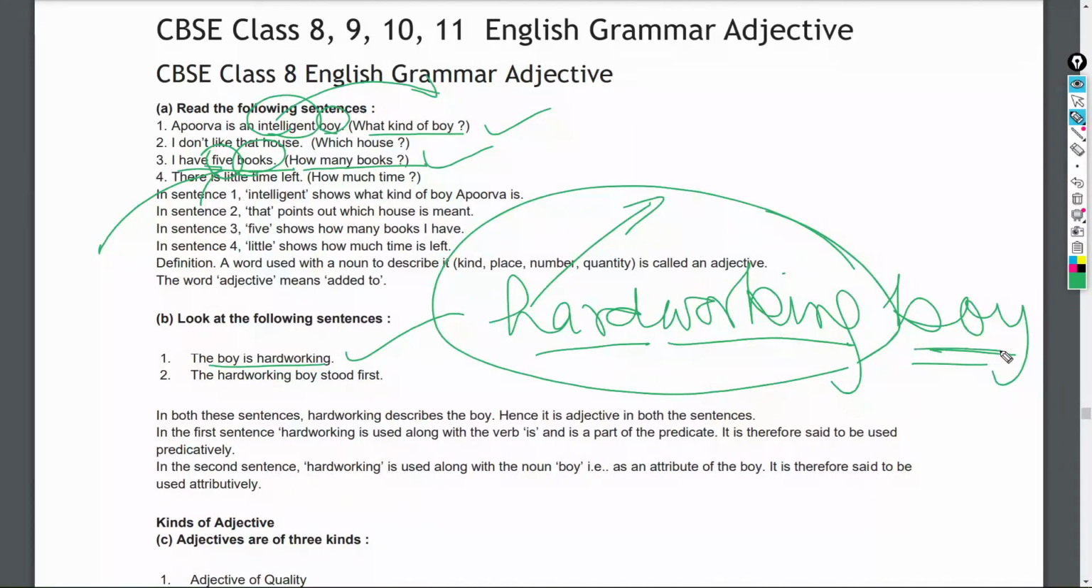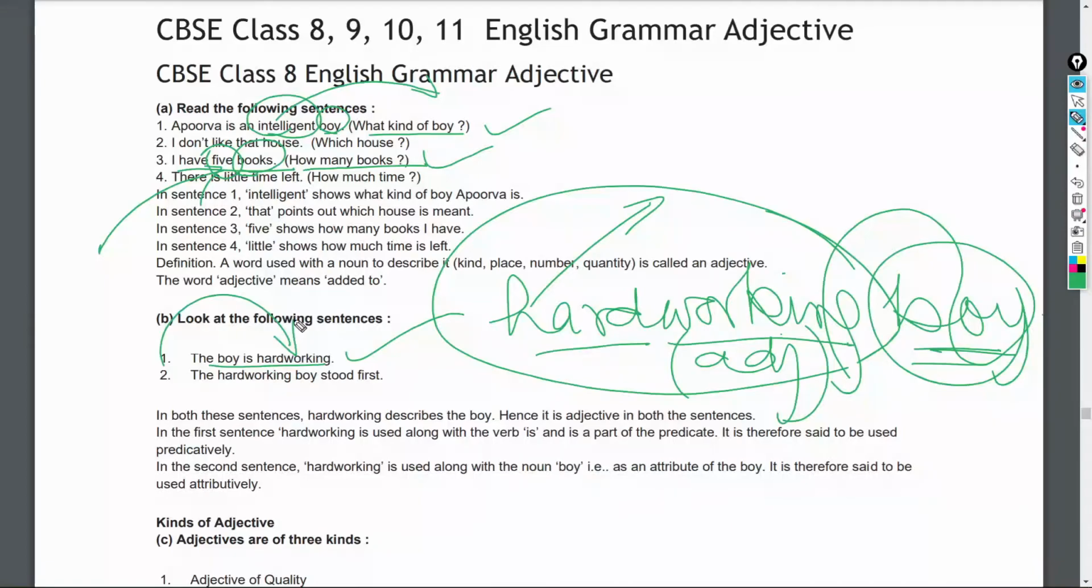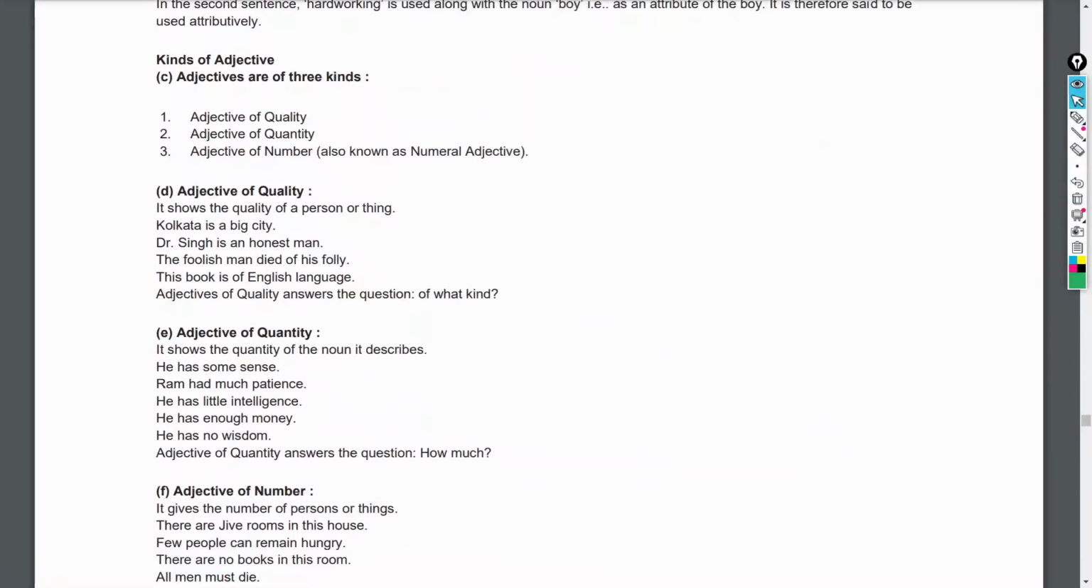And what does it mean? If I say, I've seen a hard working boy in John, then what will it be? It will directly be an adjective, because it describes the boy. Therefore it is an adjective. Here also it is the same. So now even though it is coming after the noun, it is describing the boy. Therefore this is the adjective. Let us continue to sum up now.